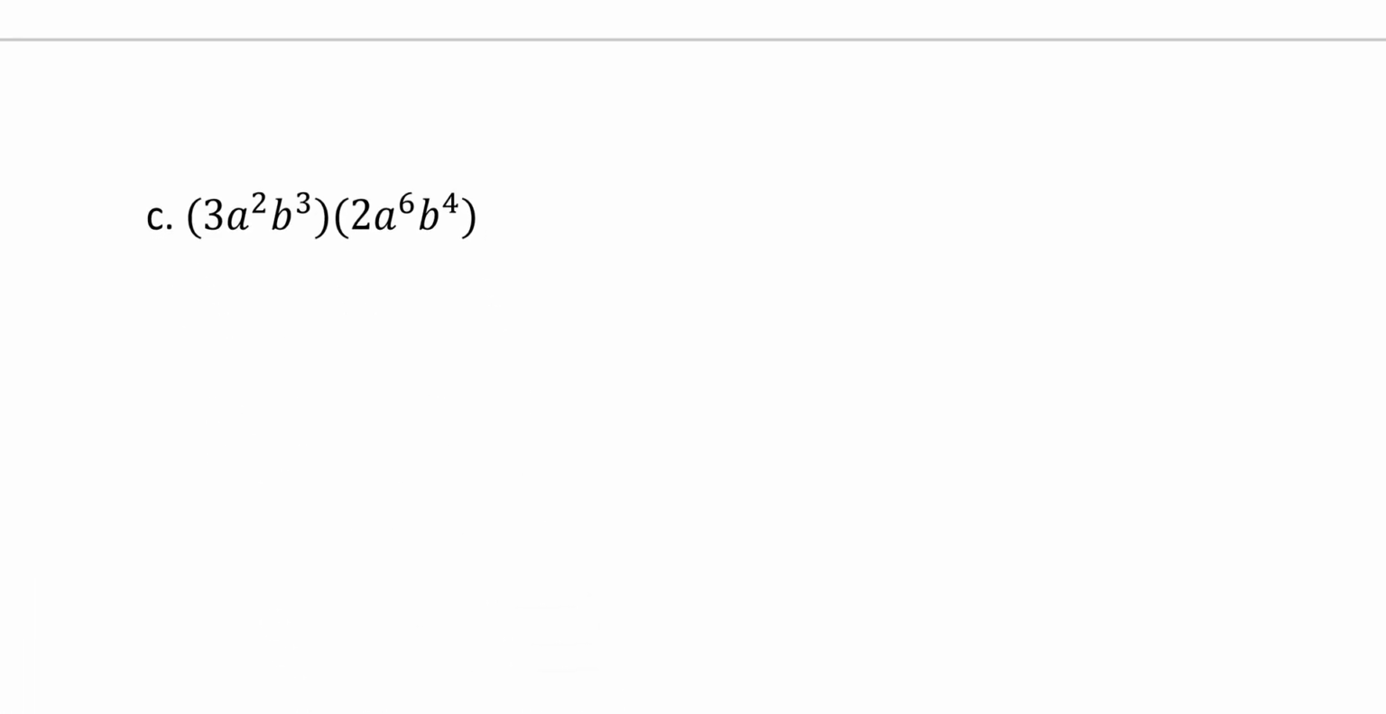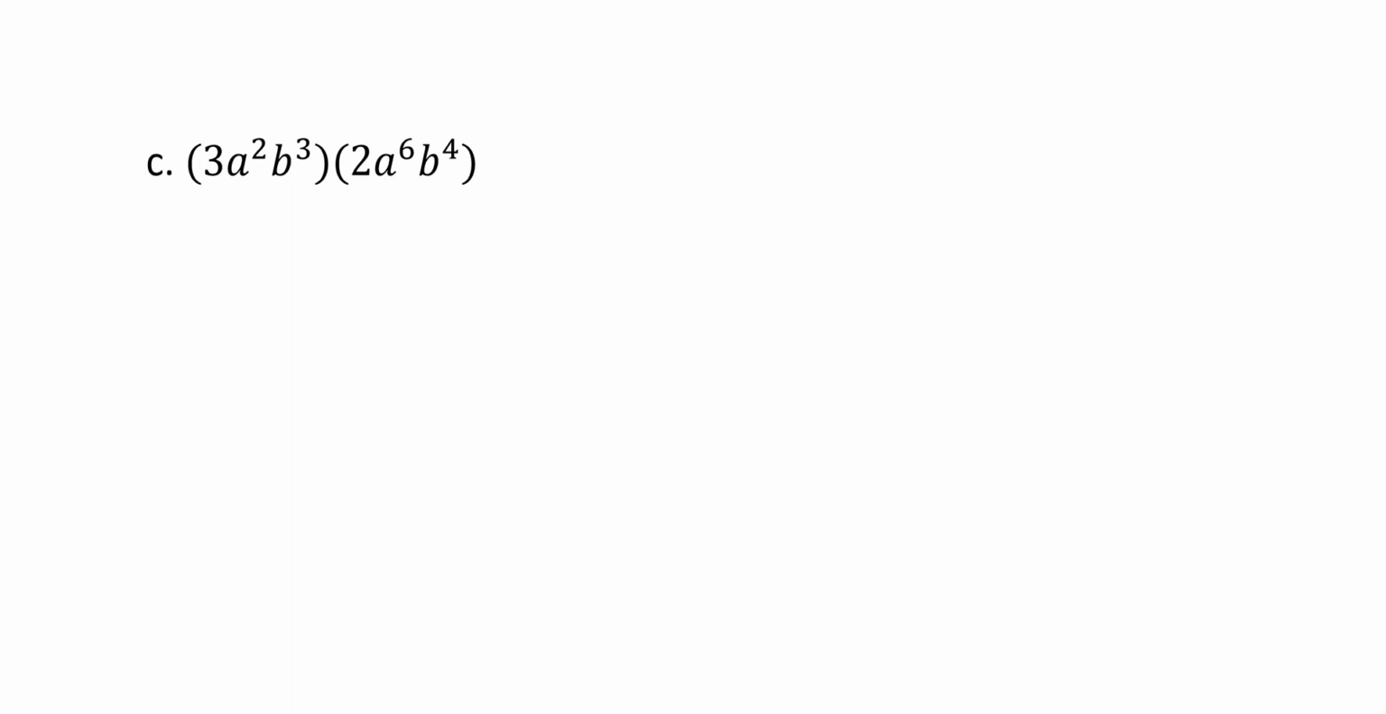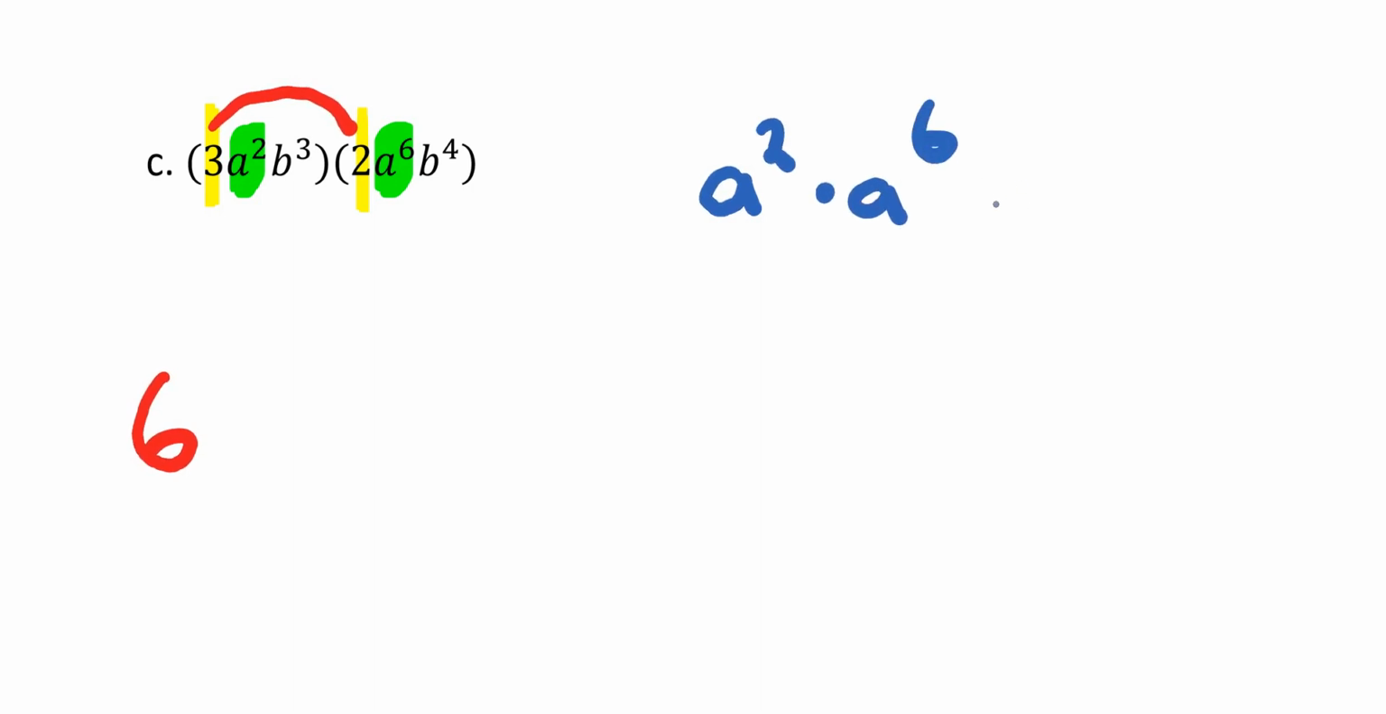All right, let's move on to C now. C, we're just multiplying straight up. So I would multiply the numbers with the numbers. So here's a 3 and a 2. So 3 times 2 is going to be 6. And then multiply the letters with the letters. So I have a to the power 2 times a to the power 6. So once again, on the side here, that's a to the power 2 times a to the power 6. If the bases are the same, and if you're multiplying, you just add the powers, right? So what's 6 plus 2? Well, 6 plus 2 is going to be 8. So it's a to the power of 8.